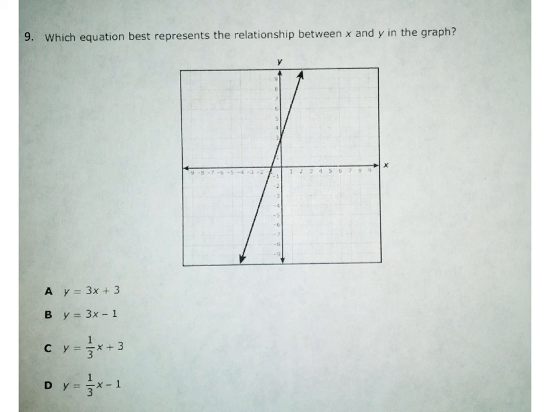Number 9. Which equation best represents the relationship between x and y in the graph? Take a look at the graph. A, y equals 3x plus 3. B, y equals 3x minus 1. C, y equals 1/3 x plus 3. D, y equals 1/3 x minus 1. Review the graph, press pause.